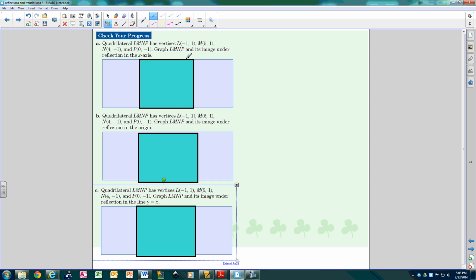All right, so let's practice some on our own, okay? So remember, when you're reflecting over the x-axis, the x's stay the same. So let's go over here. Let's go L, M, N, P. So this is negative 1, 1. M is 5, 1. N is 4, negative 1. And P is 0, negative 1.